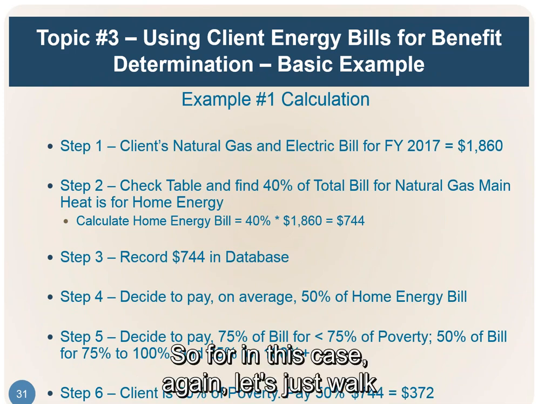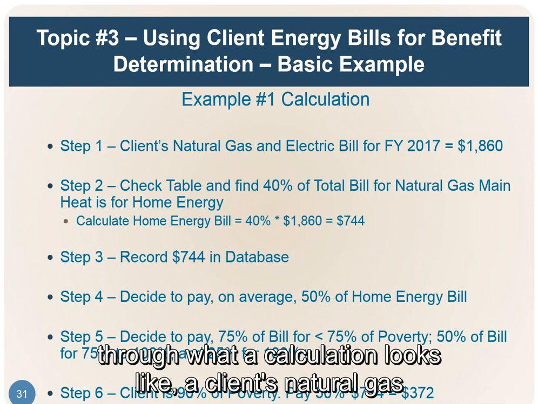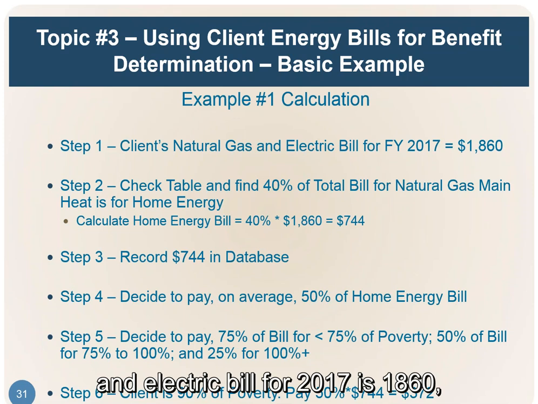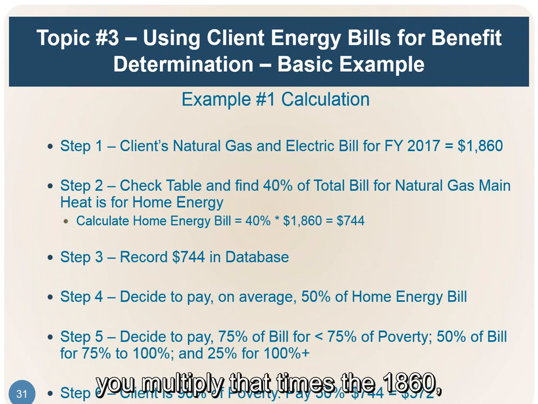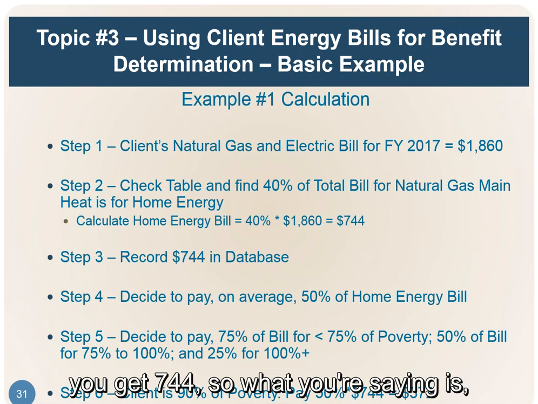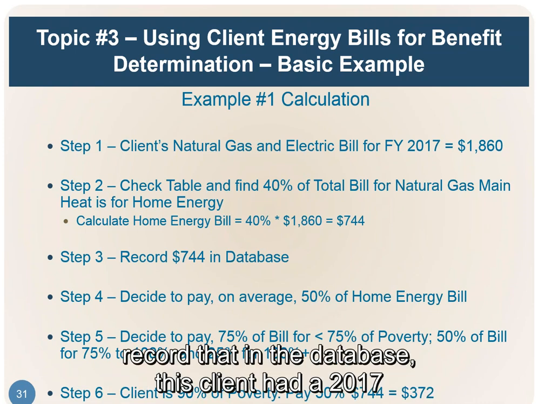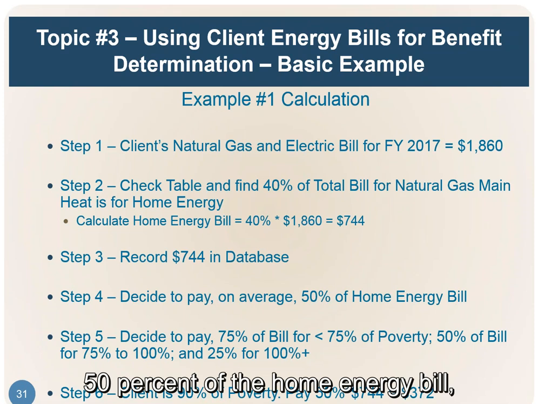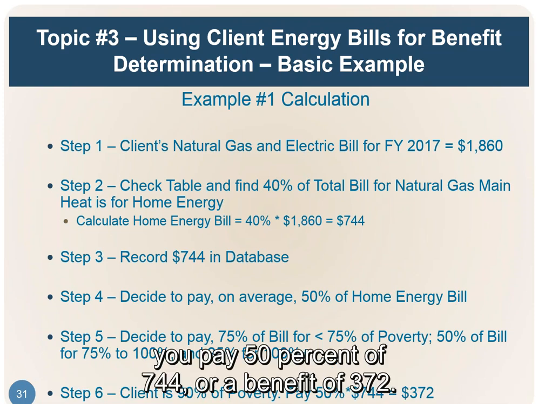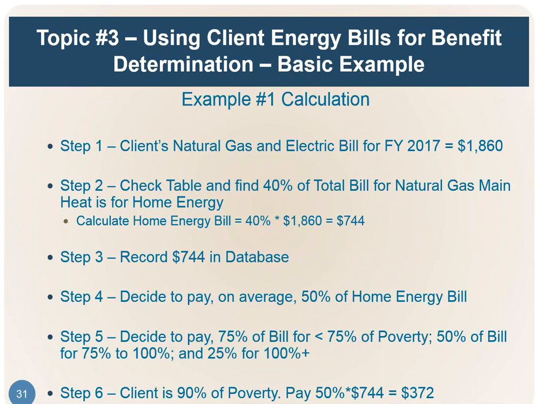So in this case, again, let's just walk through what a calculation looks like. The client's natural gas and electric bill for 2017 is $1,860. You check the table, 40% is for home energy. You multiply that times the $1,860, you get $744. So what you're saying is record that in the database. This client had a 2017 home energy bill of $744. You decide to pay on average 50% of the home energy bill. This client's at 90% of poverty. You pay 50% of $744, or a benefit of $372.